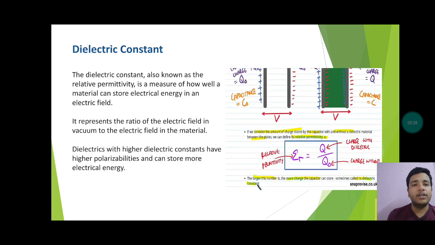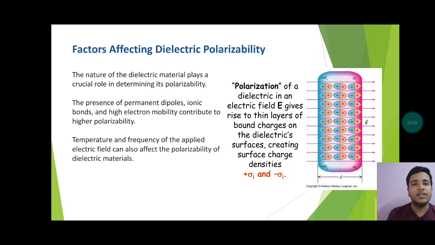Let us see what the dielectric constant is. The dielectric constant, also known as the relative permittivity, is a measure of how well a material can store electric energy in an electric field. It represents the ratio of the electric field in vacuum to the electric field in the material. Dielectrics with higher dielectric constants have higher polarizabilities and can store more electrical energy.